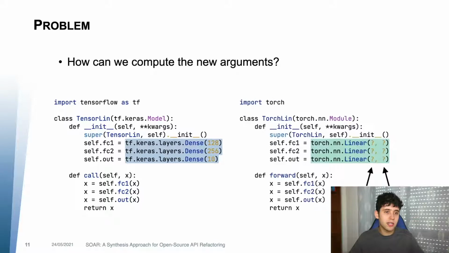But unfortunately, the API mappings are only the first part of the problem, because they only get us the new method names, but say nothing about the arguments. For example, you can see here there is a mismatch between the number of arguments of the source and target APIs. TensorFlow dense takes one input, but PyTorch linear, which is the corresponding API, takes two. So how can we compute these new arguments?